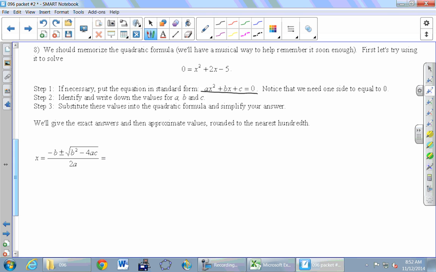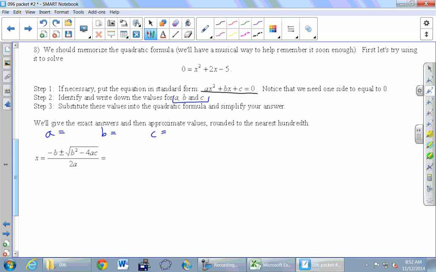Step two is to identify and write down the values for A, B, and C. Now, I'm not going to mandate this, but let's just go ahead and write them here because it's our very first one. So if you can use the quadratic formula without writing these things down explicitly, that's totally fine. So remember, A is always the number touching the x squared.